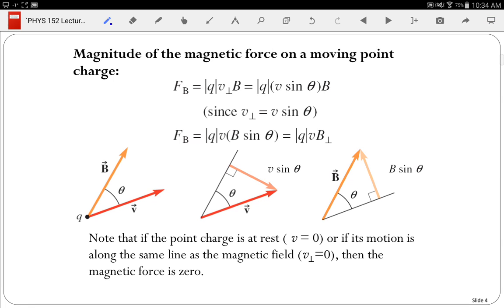Here is a quick slide on how to calculate that magnitude. We have a charged particle with charge q traveling with velocity vector v, the red arrow there, and it's in a region with a magnetic field B, the orangish arrow.